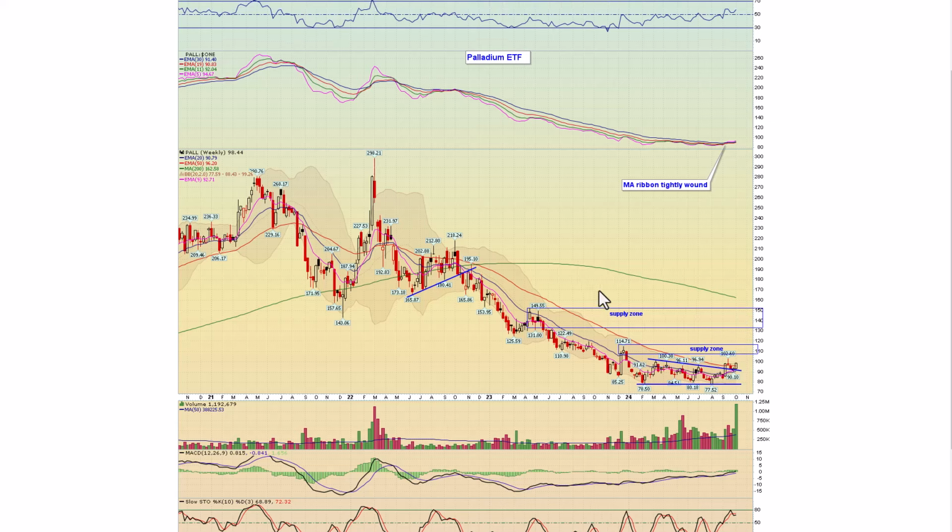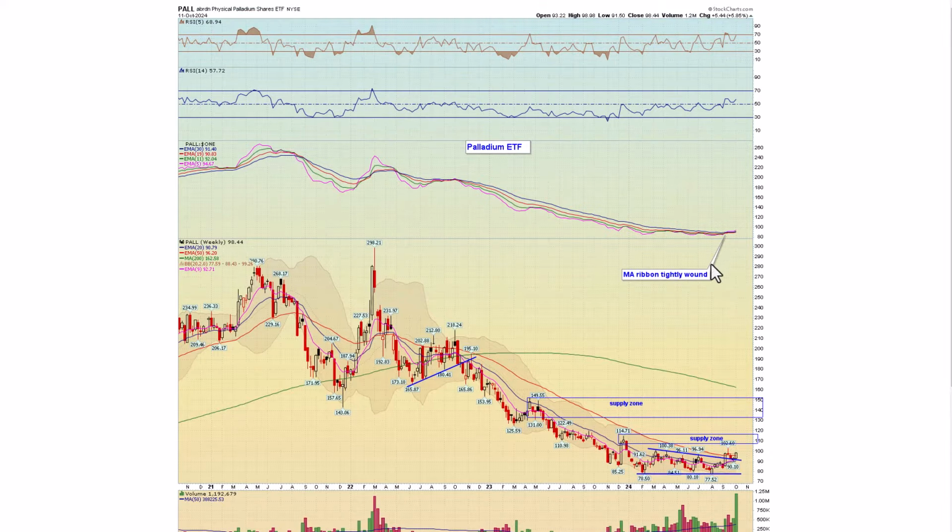Look at your moving average ribbon. Look how tightly wound it is, and it's starting to pinch higher. It's starting to cross to the upside.